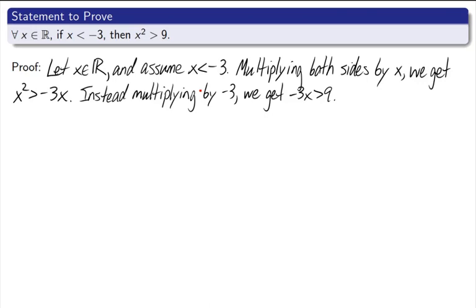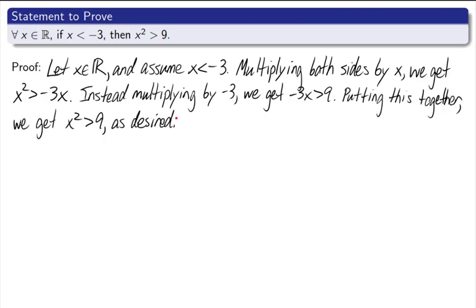We're actually really close to done. Take a look. We've got x squared is greater than -3x. We've also got -3x is greater than 9. -3x has x squared as a larger value, and -3x has 9 as a smaller value. It's the link in between the two, if you will. Officially, we call this property transitivity of an inequality, which is a property that we can assume. Putting these together, we get x squared is greater than 9, as desired.